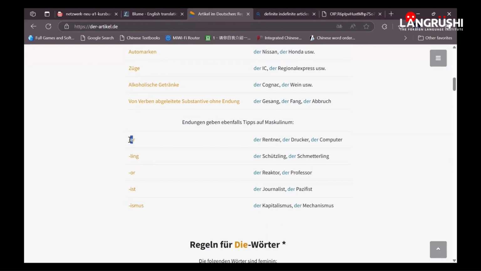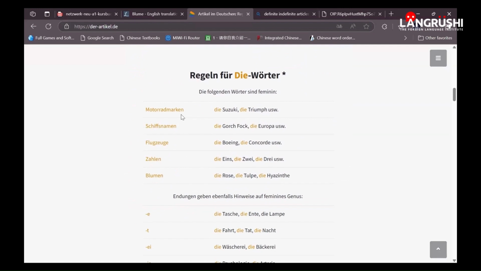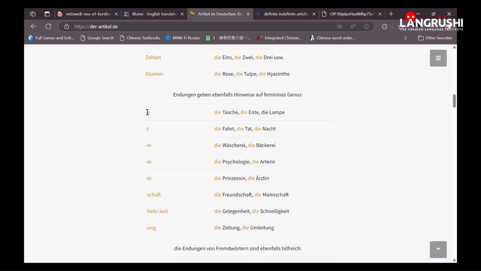Or the words that end in -er, -ling, -or, -ist, -ismus. All of these will be masculine. Similarly, for das words, we have Motorradmarken, that is the motorcycle brands, Schiffsnamen, all the ship names, Flugzeuge, the aircraft or airplanes, Zahlen, numbers, Blumen, that is the flowers, other words that end in -e, -t, -i, -en. Okay, so this way you can try to remember.